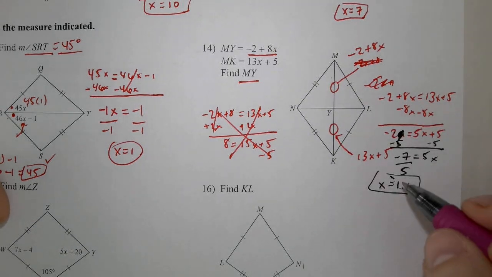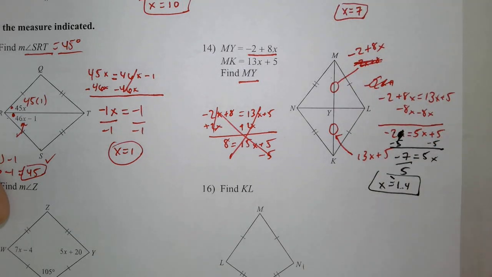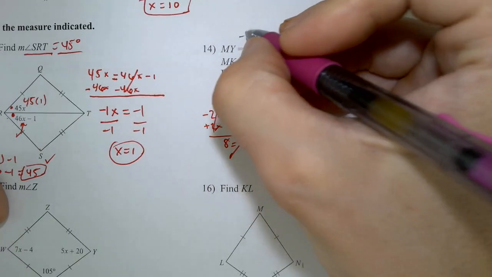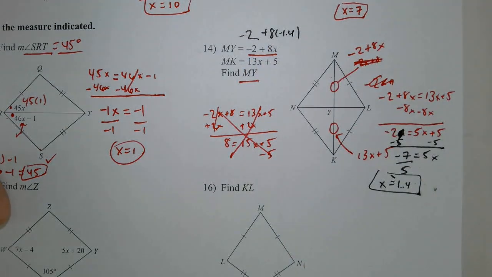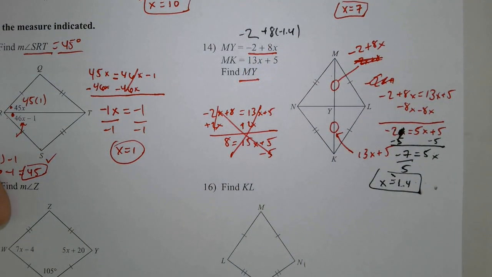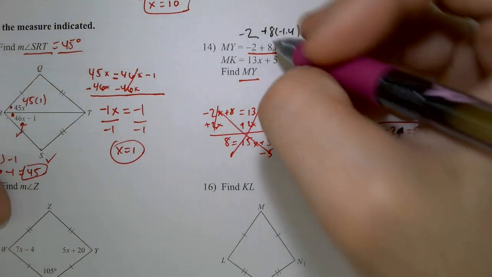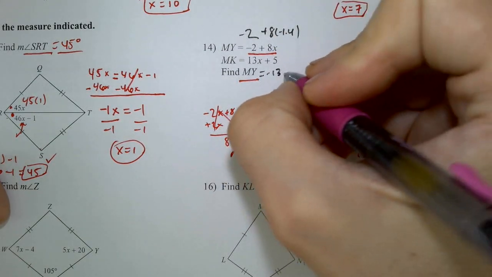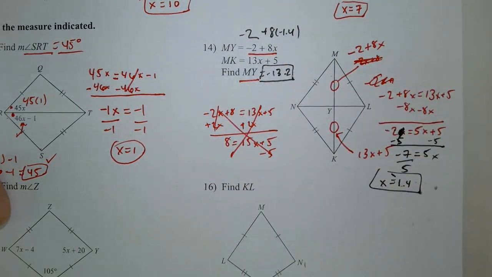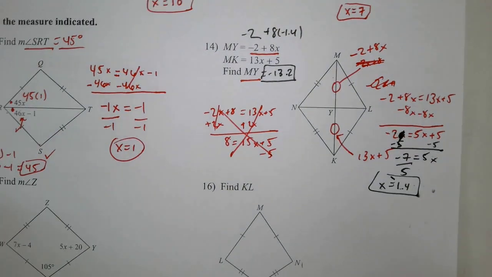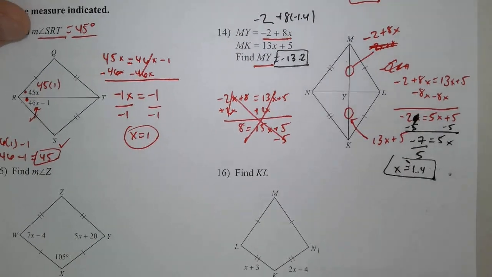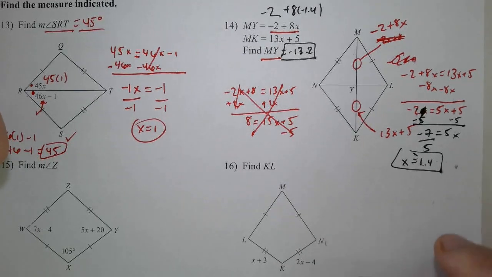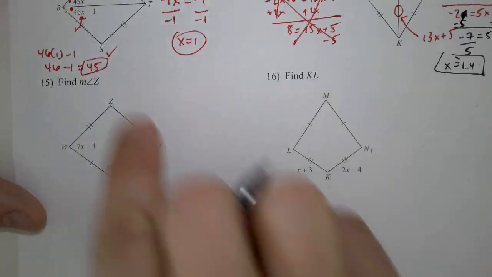All right, we got x is equal to negative 1.4. We've got to find what my is, so we just plug it in. Negative 2 plus 8 times negative 1.4 is negative 13.2. According to my math, and there's a possibility that I made a mistake, but I don't want to waste your time with finding a mistake if there is one. If you do find it, put it in the comments, please, because that would be very helpful for everybody else.